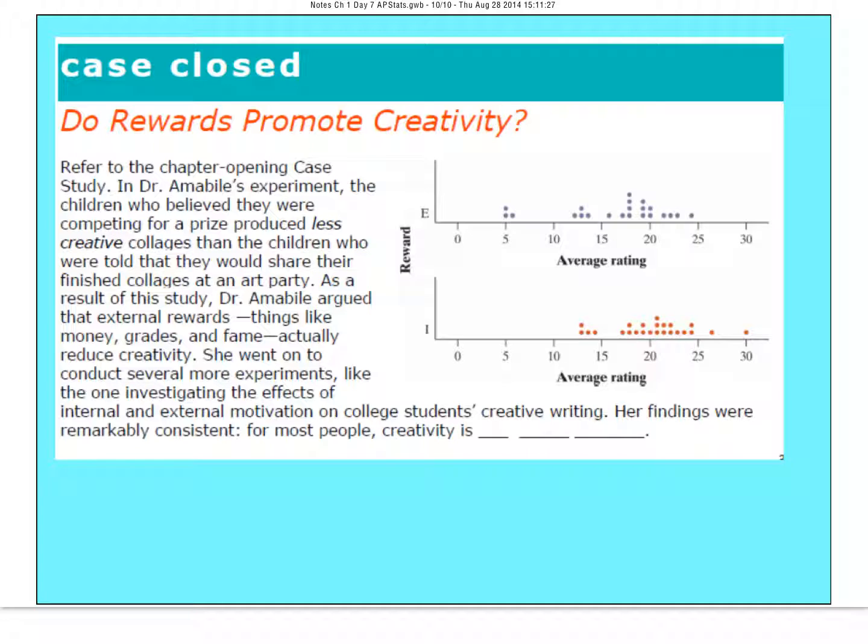Now what you're going to notice here is this is a dot plot she made of their ratings. This here was if there was an external reward for how great your collage was. This is the internal reward, so they were just going to have a party. So if you look at the shape and the distribution, the center and the spread of this, what do you think? Do rewards actually make you more creative or less creative? If you were to look at this, it looks like that for most people, creativity would be its own reward.